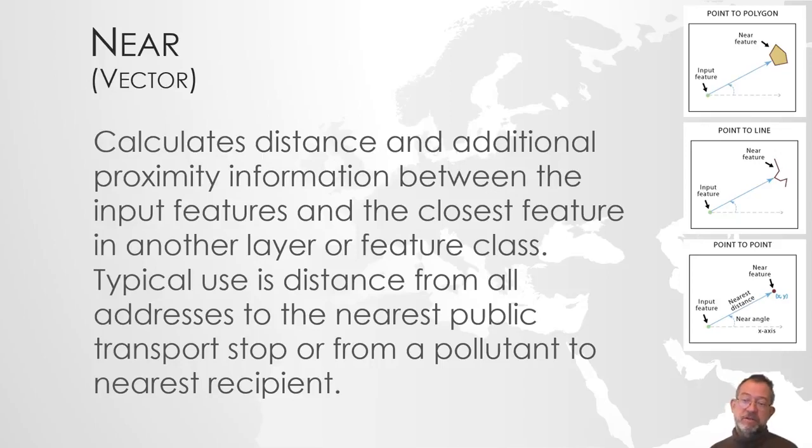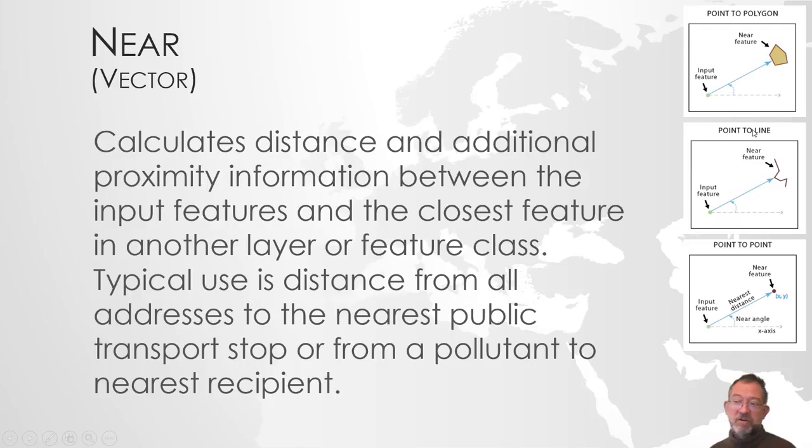What Near does is that it takes, in our case, addresses, and we'll be looking at what is the shortest distance to another object. That other object can be a road, a park, so a polygon, a line as a road, or it can be a point as a station.